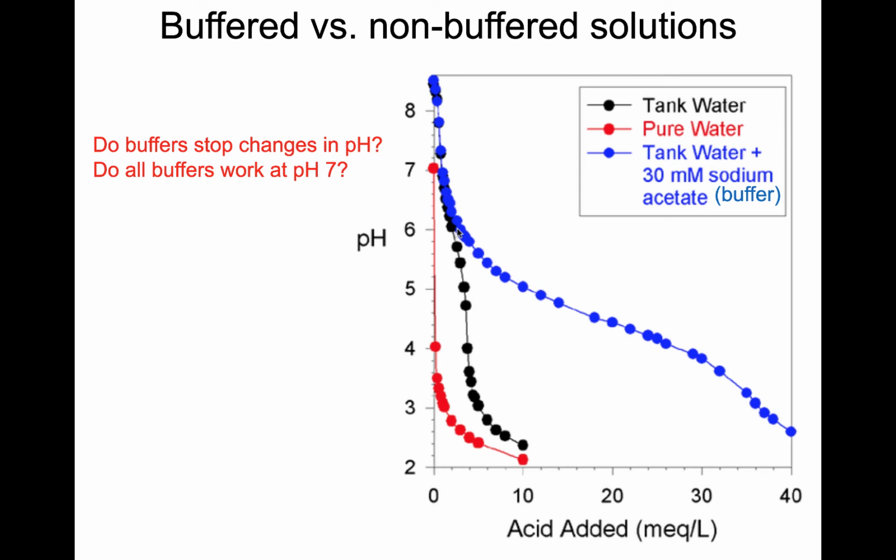So that's really important to understand, that buffers minimize changes in pH. They don't stop changes in pH. If you add enough acid to this buffered solution, you'll still get it to go down to those really low pHs here, but you've got to add quite a bit of acid to do so.